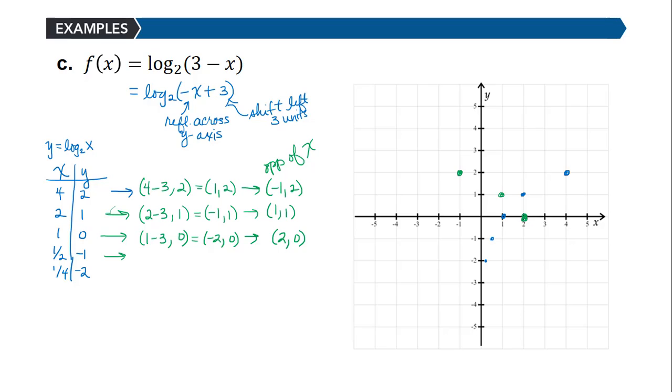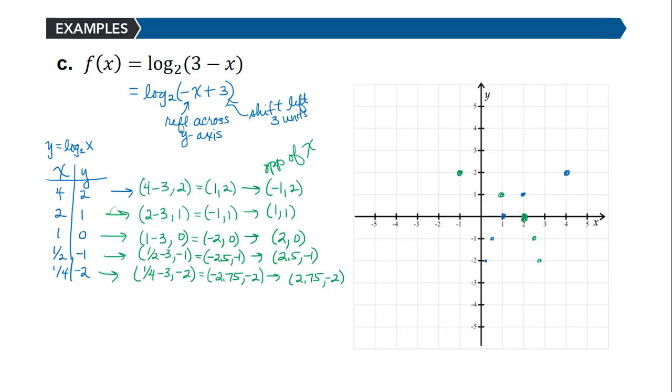1 half, negative 1 would move to 1 half minus 3, negative 1. 1 half minus 3, we'll just say it's negative 2.5, negative 1. And when we reflect that, it would be a positive 2.5, negative 1. And then 1 fourth minus 3, negative 2 would become negative 2.75, negative 2. And then reflected takes me to 2.75, negative 2.